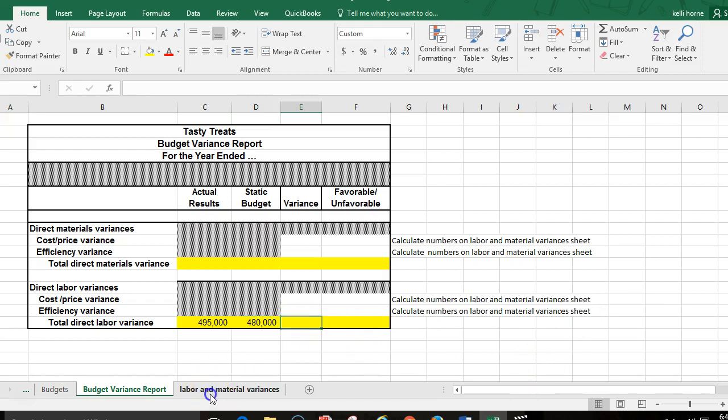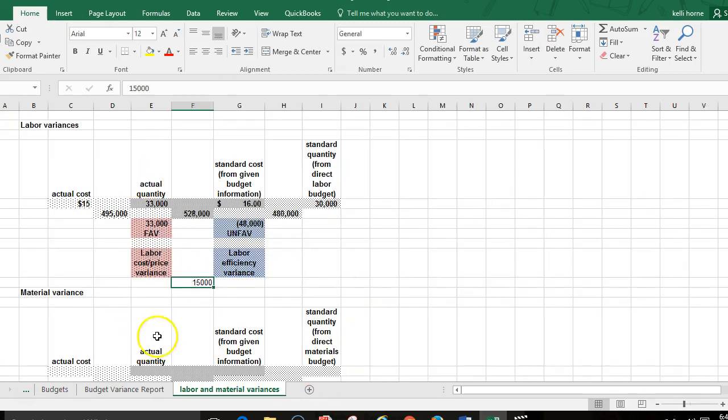And what is your variance? Well, you've already calculated it over here, but here you'll just put that in. So you had an actual of 495. You budgeted 480. So you went over, didn't you? So this is going to be considered unfavorable. Anyway, this is unfavorable. Now you're going to go back and do the same thing for the material. You're going to pull it from the same exact places and put it in here.